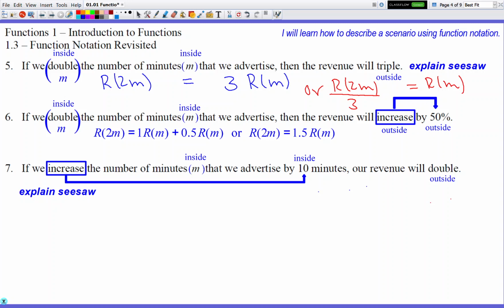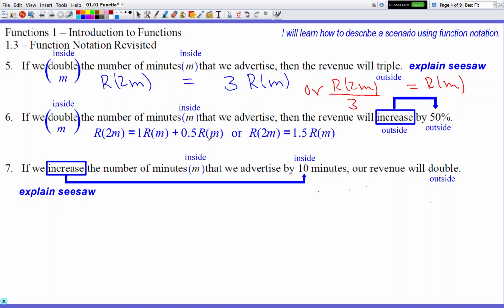So increase by 50%. Increase is going to imply adding by 50%. So we're going to turn 50% into a decimal. 50% as a decimal is 0.5, because 50% is like half, right? So half is like 0.5. Increase by 50% turns into 0.5 as a decimal, and half of R of m. So when we increase by 50%, we're going to increase by the amount that we make when we just advertise for our normal amount of minutes.